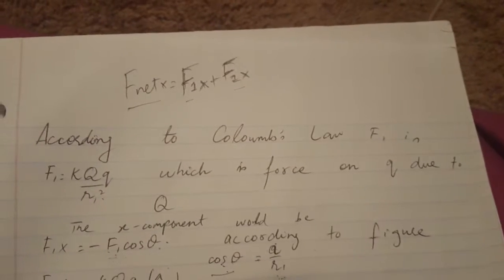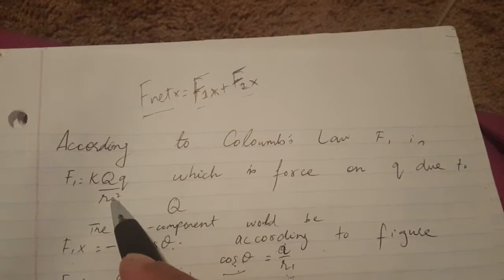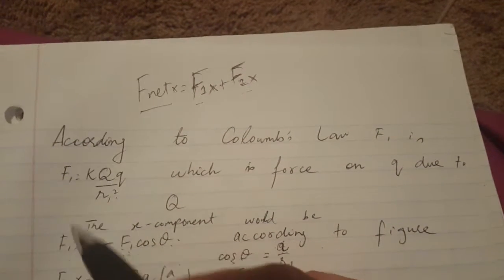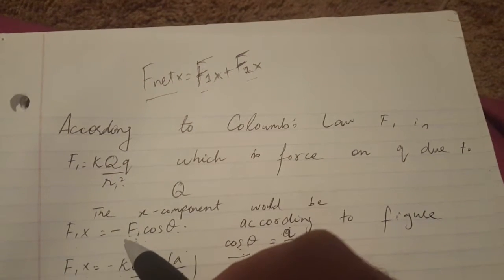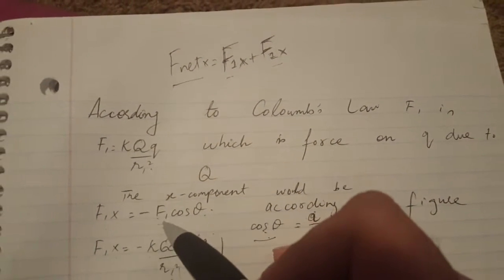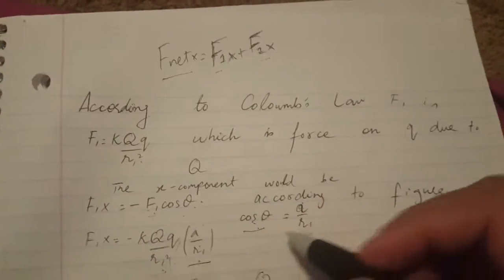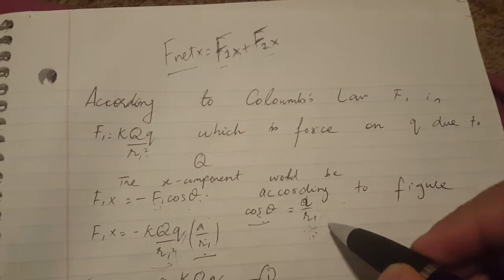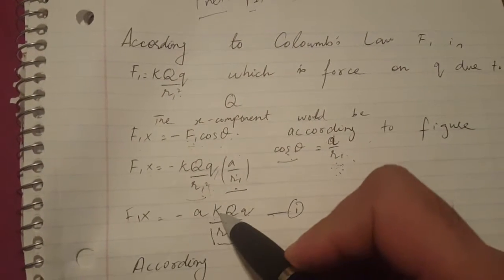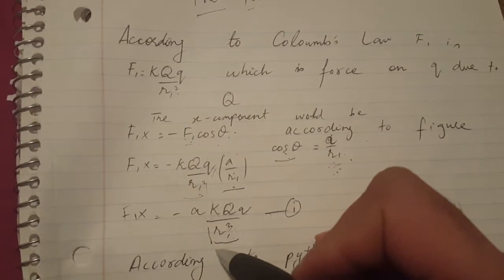According to Coulomb's law, F1 is equal to K capital Q small q over R1 squared. So the x component of F1 would be F1x equal to negative of F1 cos theta. We can put the value of F1 into this equation, and cos theta, from our figure, is a over R1. And we'll get negative a K capital Q small q over R1 cubed.